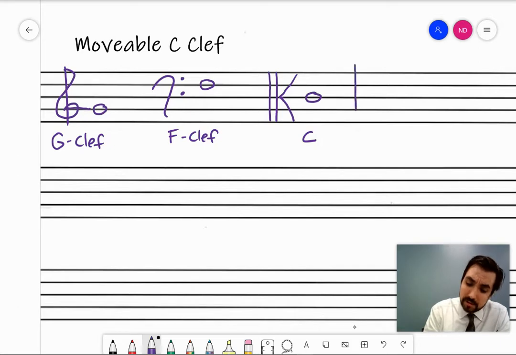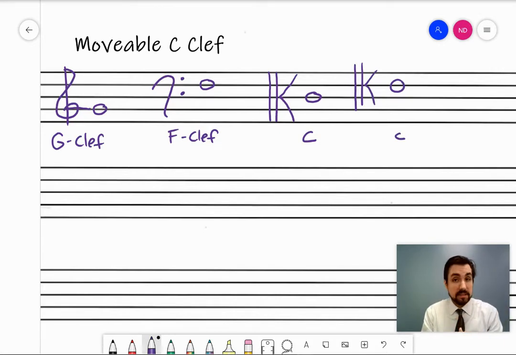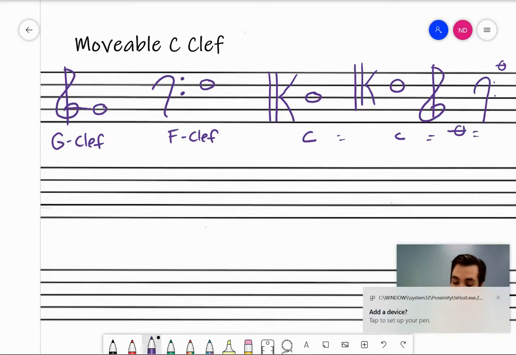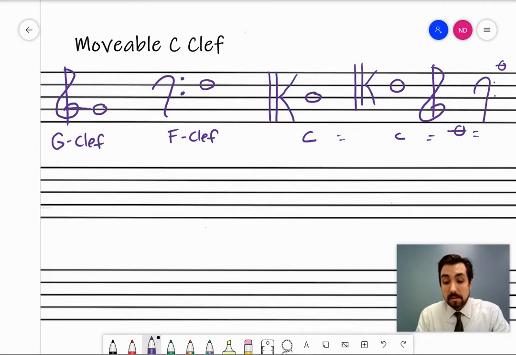C clef is going to show us where C is. If I put it in another location, say up here, now C is there. However, this doesn't just show us where any C is. It shows us where middle C is. So that means that this C and that C are the equivalent of treble clef middle C and bass clef middle C. All of these are equivalent to each other, C, C, C, and C. So that's where the movable C clef goes in two positions and shows us C.